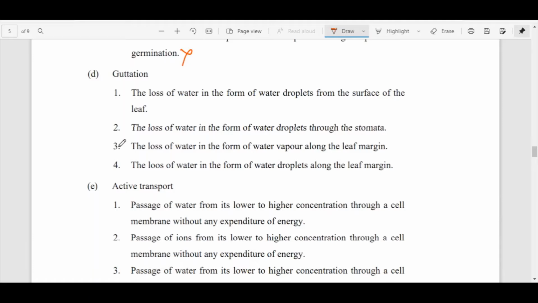So your options are option number 1, the loss of water in the form of water droplets from the surface of leaf. No, this is wrong beta, it is not from the surface of leaf. So option 1 is wrong. Option number 2, the loss of water in the form of water droplets through stomata. This is also wrong. Number 3, the loss of water in the form of water vapor along the leaf margin. Yes, this is right. But let us see the fourth option also. This is somewhat right. Let us see.